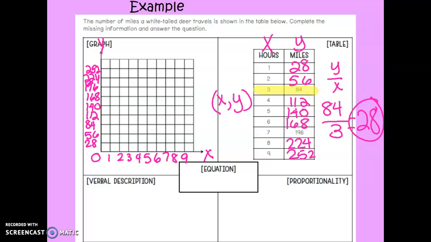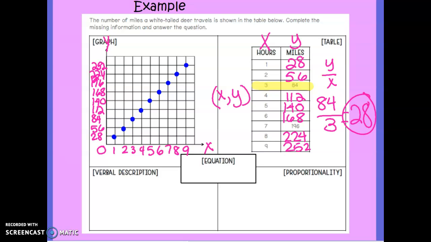Okay, remember I go x first, so I go to 1 and 28, 2, 56, 3 and 84, 4, 112, 5 and 140, 6, 168, 7, 196, 8, 224, and 9, 252. Okay, and then we can draw a line in.